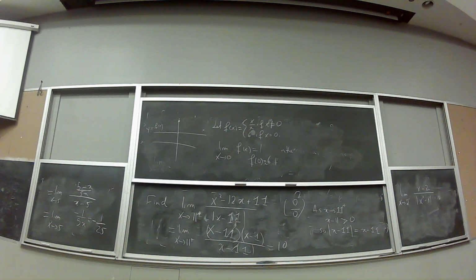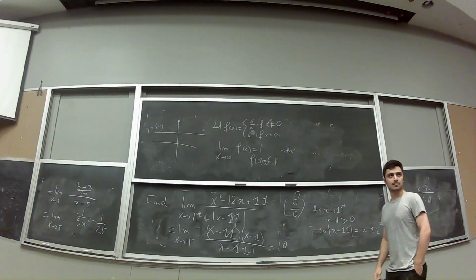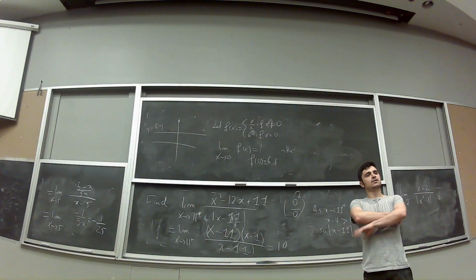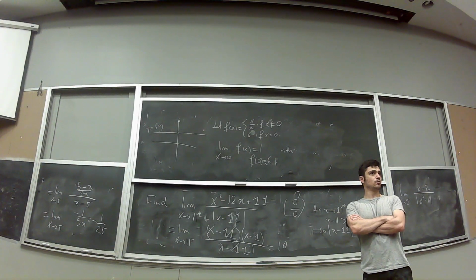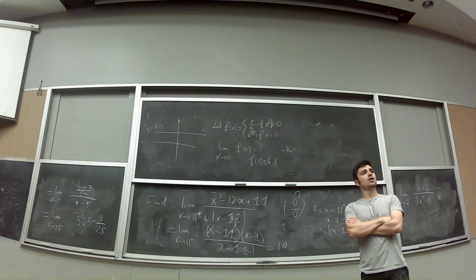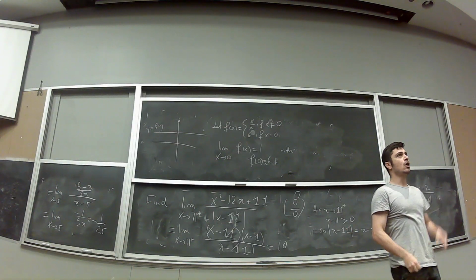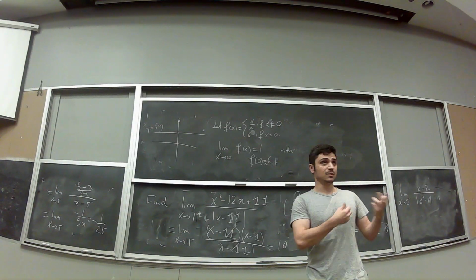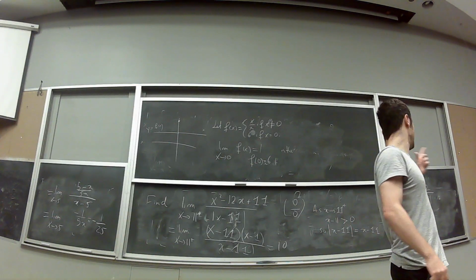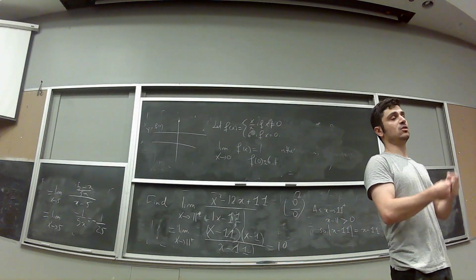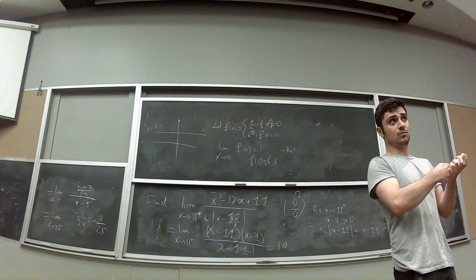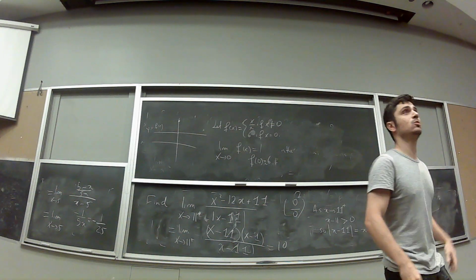Okay, let's evaluate this limit. Limit as x approaches 2 minus of absolute value of x minus 2 over x cubed minus 8. First of all, what's the first thing I try? I try to plug in. On top, what do I get? 0. On the bottom, x cubed minus 8, it's a polynomial. I can plug in 2. What do I get? 2 cubed minus 8, which is 0. In absolute value, it's also 0. So I get 0 over 0.